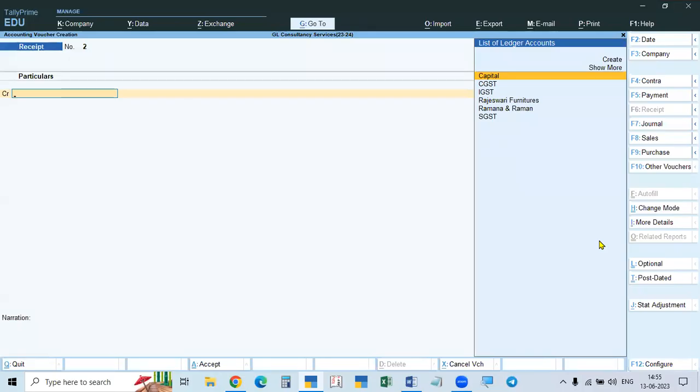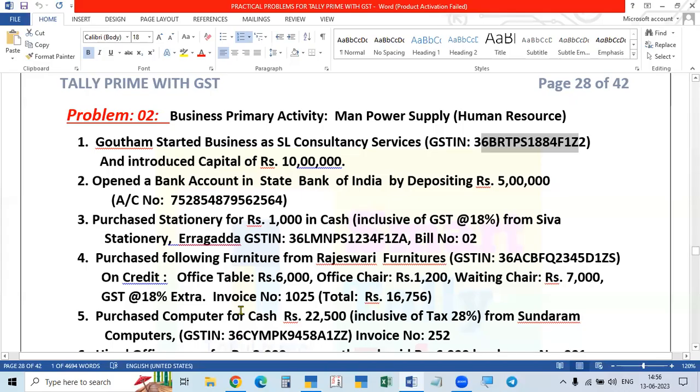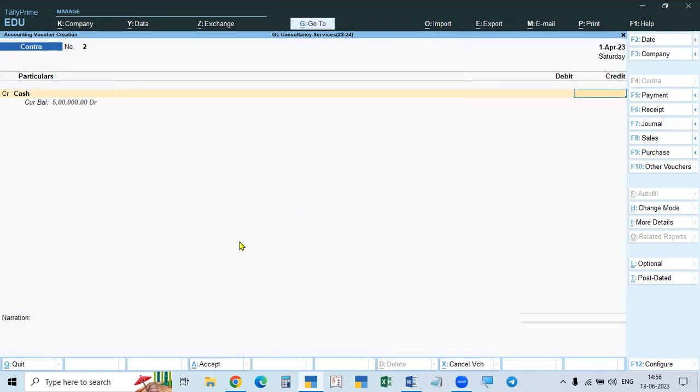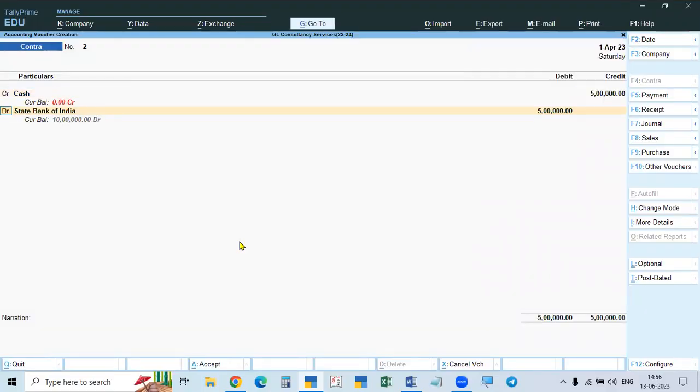Then the next day, what we did is open a bank account in State Bank of India and deposit 5 lakhs. So when you deposit into the bank or withdraw from the bank, that is cash to bank, bank to cash, all of these are entered in a contra voucher. Go to F4, contra voucher, and 5 lakhs deposited into the bank. By default, cash is selected. Cash is going out, so cash account credit, 5 lakhs.